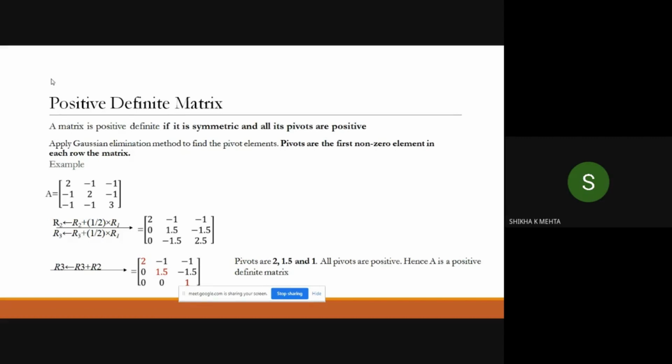The pivot is the first non-zero entry that is there in every row. So the first condition was symmetric, which we check by seeing if the transpose of A is equal to A. And how do we check whether it is positive definite or not? We check this condition by finding the pivots. If all the pivots are positive, then the matrix satisfies both conditions, so we can apply the Cholesky decomposition over that.